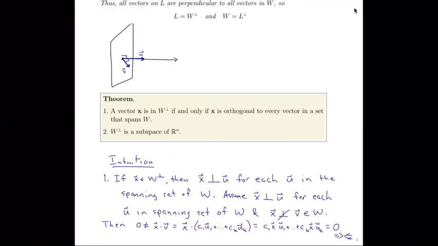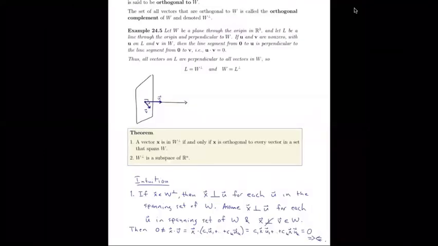I don't have the details of this proof written down here, so I won't try to talk it through. It's a pretty straightforward proof, and you essentially use part one to help you, because you don't need to check every vector V in W. You can just use the fact that if X and Y are in the orthogonal complement of W, then you just have to show that their sum is orthogonal to every vector in the spanning set. And similarly for scalar products.